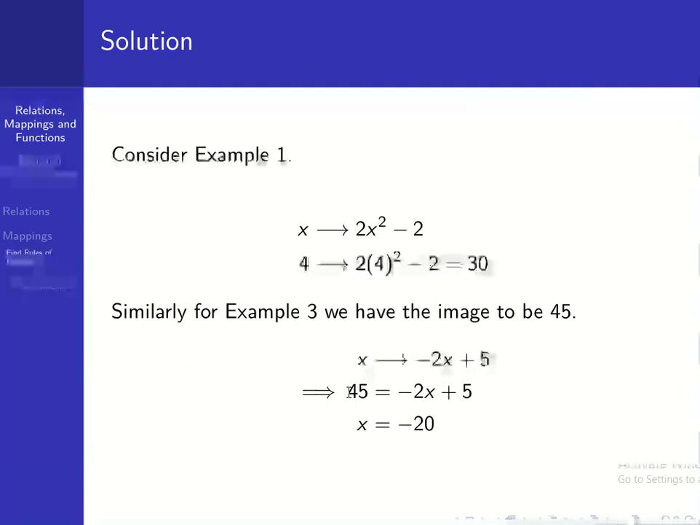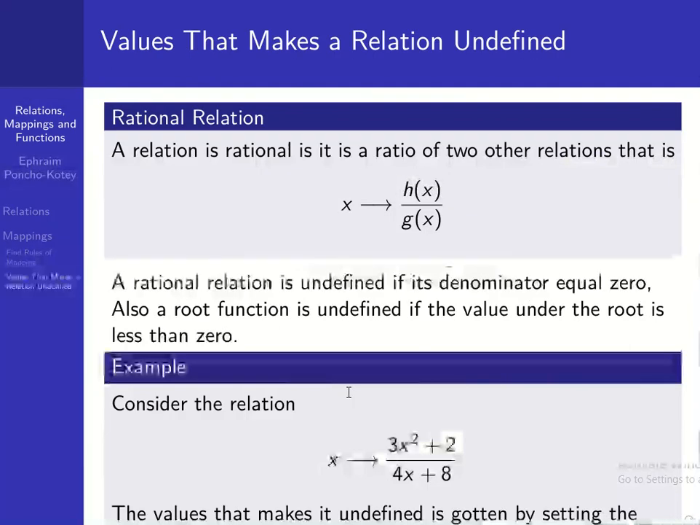Now, let's look at what we call a rational function, and what makes a relation undefined. We start with the rational function. A rational relation is just a relation that is a ratio of two other relations. A rational function is undefined if the denominator is equal to 0. Also, sometimes you will have a relation that's a root function. It's also undefined when the value under the root is less than 0.